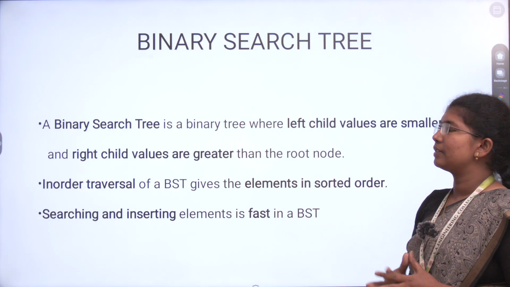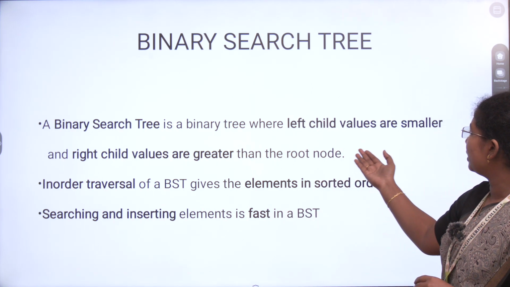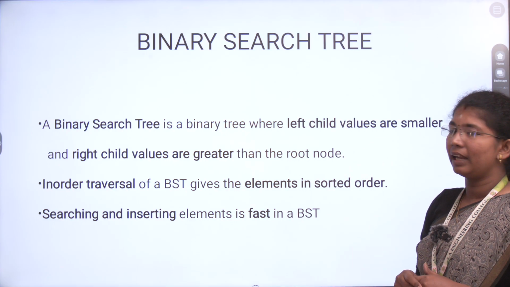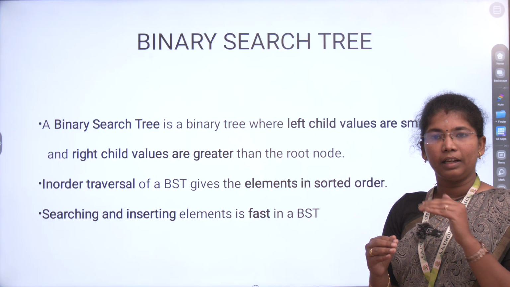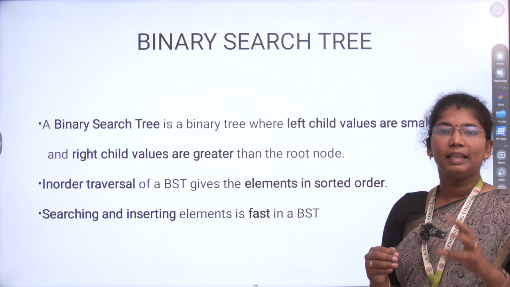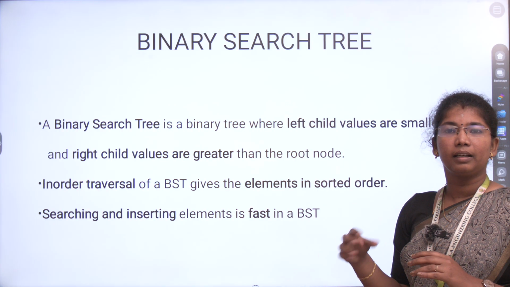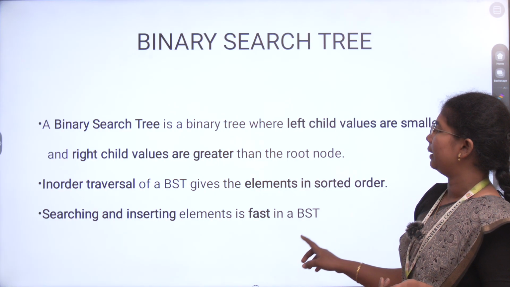Then what is a binary search tree? A binary search tree is a binary tree where left child values are smaller and right child values are greater than the root node. So there will be a root node, and from the root node the left side will always be lesser when compared to the root node, and the right side will always be greater when compared to the root node. So that is the first property.